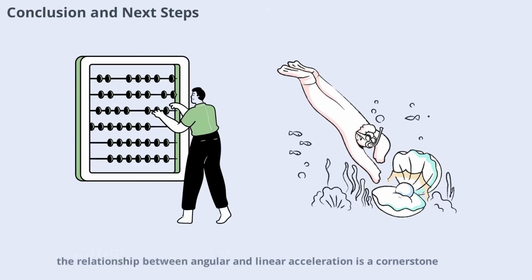In conclusion, the relationship between angular and linear acceleration is a cornerstone of understanding motion in both human bodies and mechanical systems. By breaking down acceleration into tangential and radial components, we gain powerful tools for analysis and application. As you continue your studies, keep these principles in mind. They will serve as a foundation for more complex topics in biomechanics, engineering, and beyond.